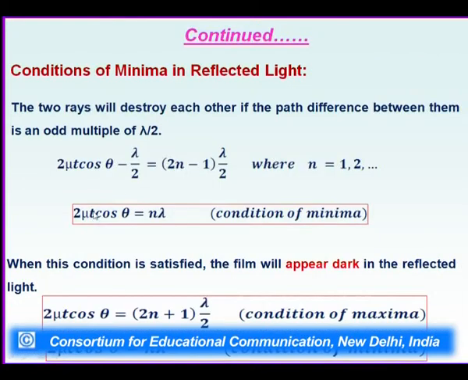thin film, and we get 2 mu t cos theta equal to n lambda, which is the condition for minima for the transmitted light. When this condition is satisfied, the film will appear dark in the reflected light. And this is the condition for maxima: 2 mu t cos theta is equal to (2n plus 1) lambda by 2.